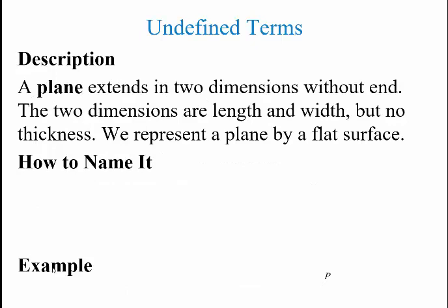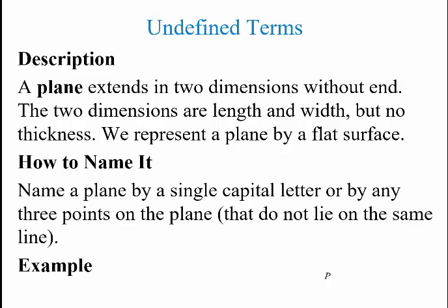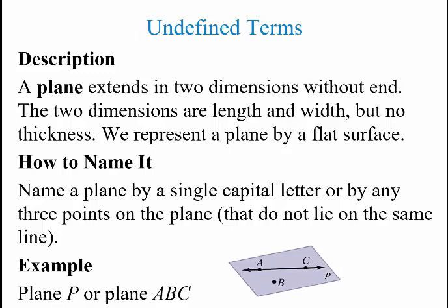All right, next we have what's called a plane. A plane extends in 2 dimensions without end. The 2 dimensions are length and width. Remember, a line just had length. Now a plane has length and width, but no thickness, so there's no depth to it. We represent a plane by a flat surface. How do we name it? We name a plane by a single capital letter or by any 3 points on the plane, and this is important, that do not lie on the same line. Let me give you an example.